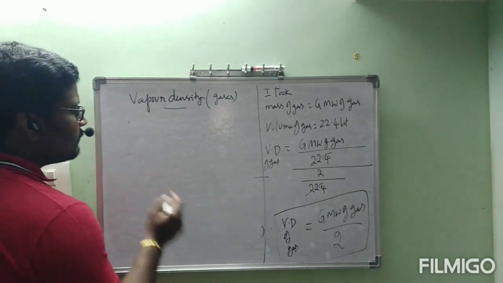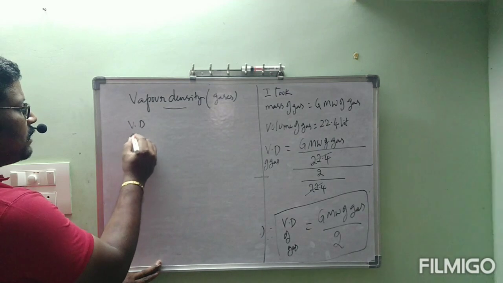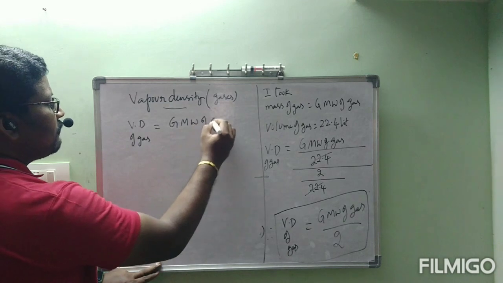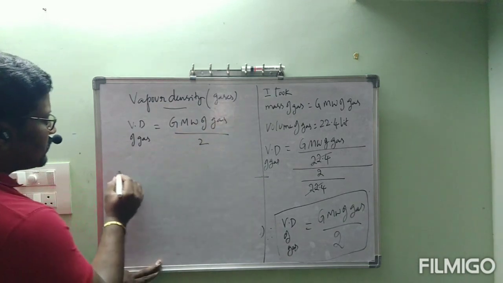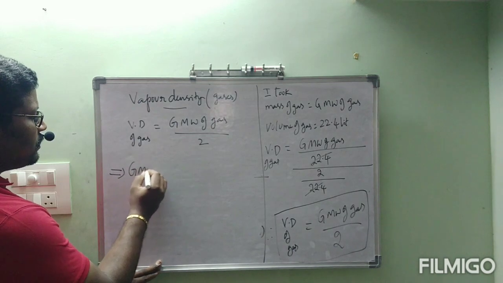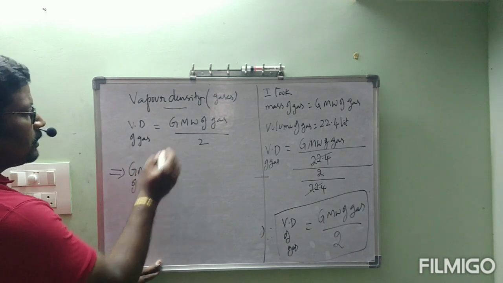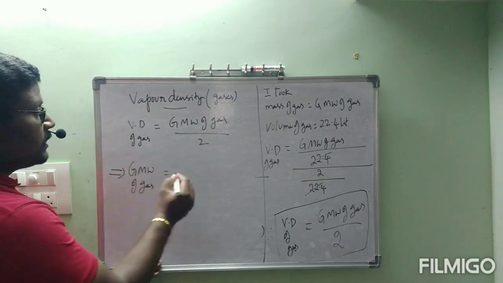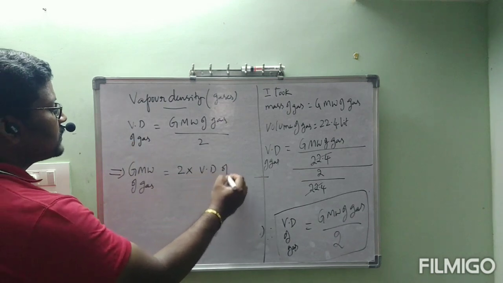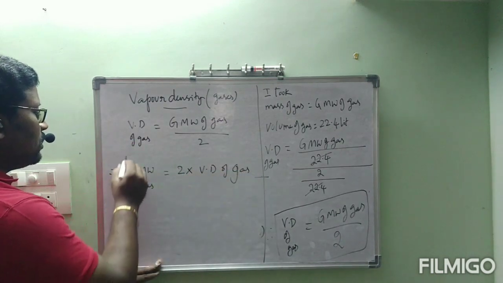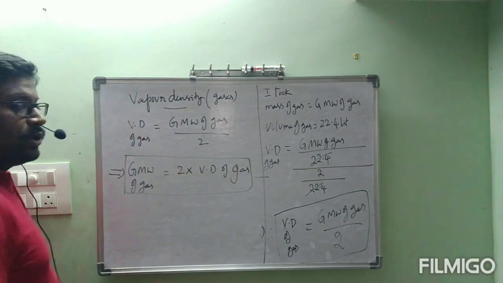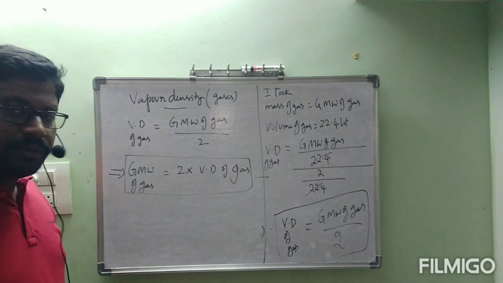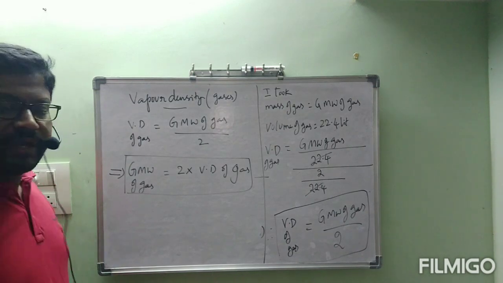Okay, finally we got this formula. Vapor density of gas is equal to gram molecular weight of gas divided by 2. This one finally I am writing as gram molecular weight of gas is equal to, I kept the gram molecular weight of gas here only. This 2 I am sending to this side. Then it will become 2 into vapor density of gas. So gram molecular weight of any gas is equal to 2 into its vapor density. Okay, this is a very useful formula.